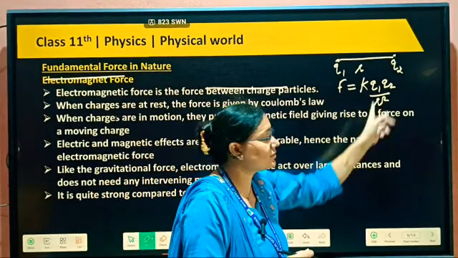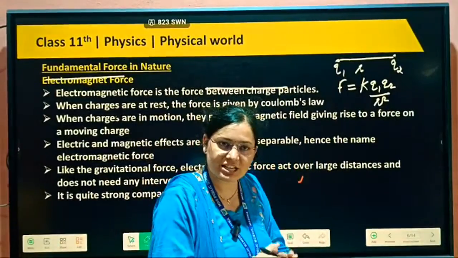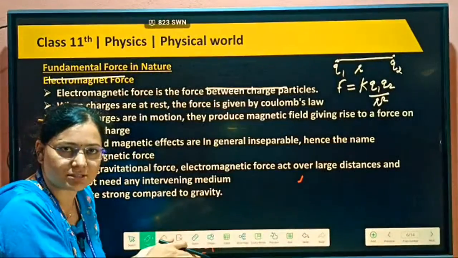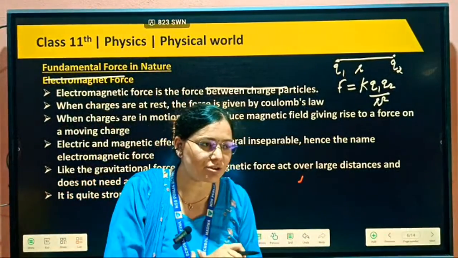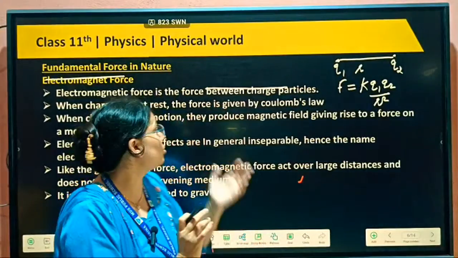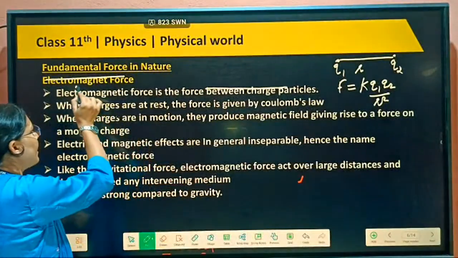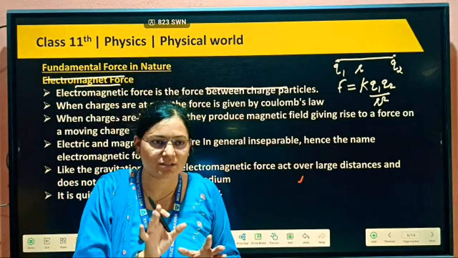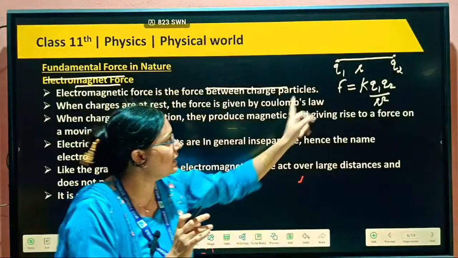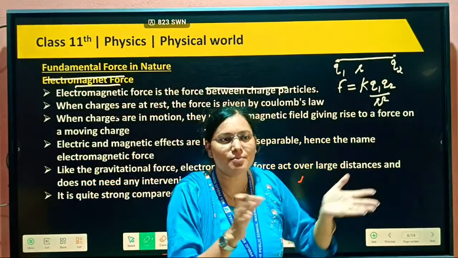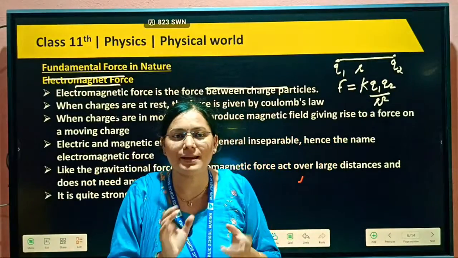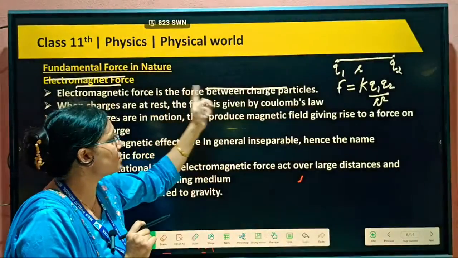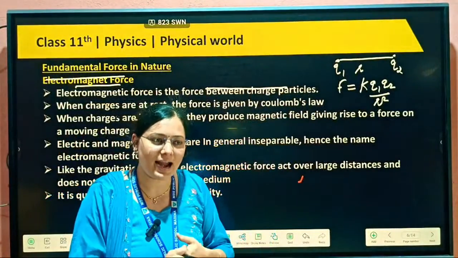This is the magnitude of the force which is acting between the charged particles. So we will call this force the electrostatic force. Understood? We will call it only the electrostatic force. But if we are talking about the electromagnetic force, it is also due to the charged particle, but when the charge is not at rest, when the charge is in motion. Here the charge is at rest, but electromagnetic force we divide into two types: electrostatic force and magnetic force. Electrostatic force will be there only when the charge is at rest.